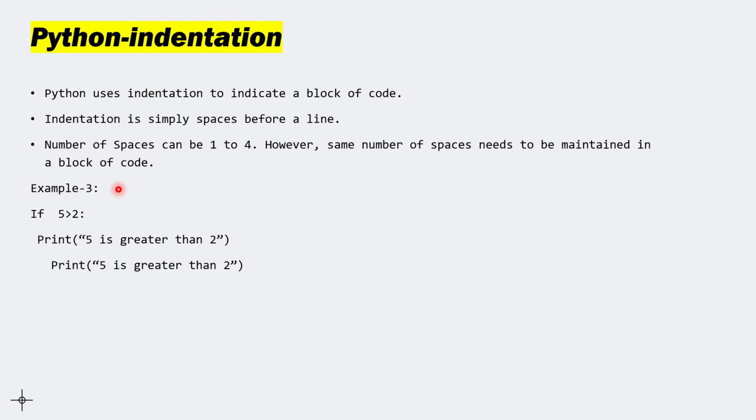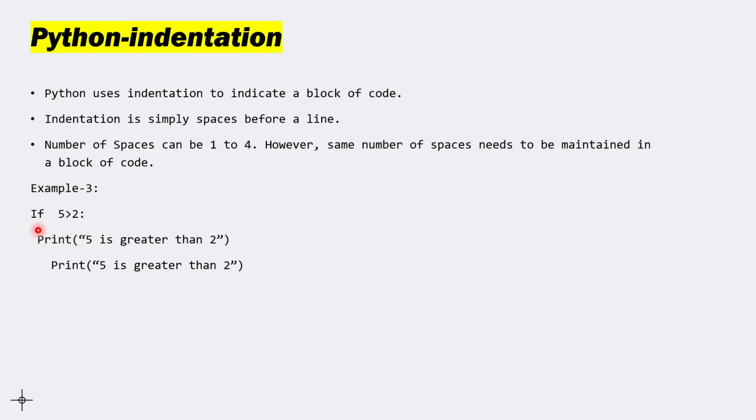For example, example 3 is exactly like the example in the previous slide, but here I have added another line to print 5 is greater than 2. This is basically the same line, but here it's not aligned with the top line. So if we analyze this example, we will understand indentation a little bit.